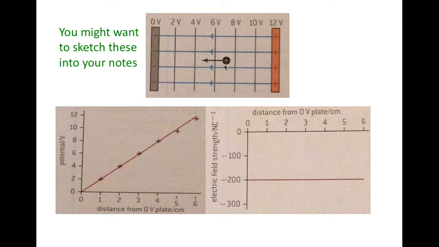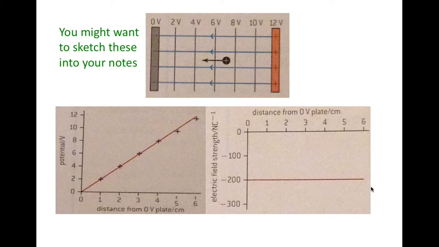As you can see in the potential versus distance graph down here, this graph shows that as the positive test charge moves further from the 0-volt plate, the potential increases. Next, take a look at the electric field strength versus distance graph. Because the charge is moving within an electric field that is uniform, the electric field strength is the same. So, as the positive test charge moves closer to the positively charged plate, which is this direction over here, the field strength experienced will be the same, and therefore you have a linear graph.